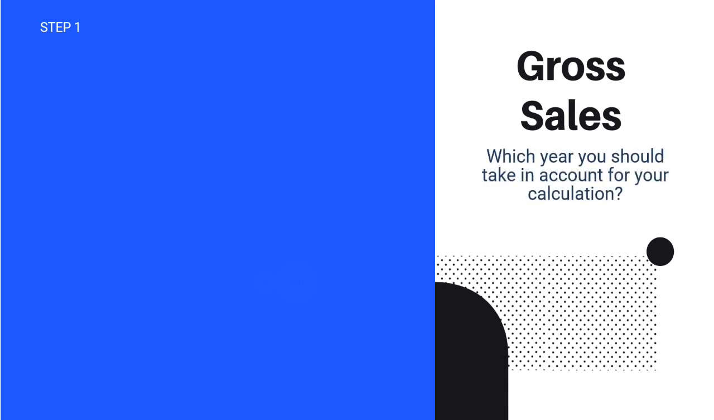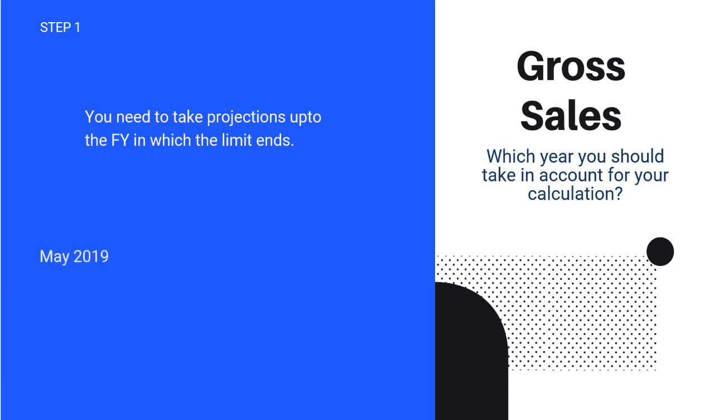First, you must arrive at the gross sales which you will consider in your calculation. To do that, you need to understand which year projection you should take into account for your assessment. You need to take projections up to the financial year in which the limit ends. Suppose you are sanctioning the limit in May 2019 and it is valid for April 2020. So, what is the financial year for April 2020? It is March 2021, right? So, you need to take figures of March 2021 for your calculation. I have seen many people making mistakes in this step.